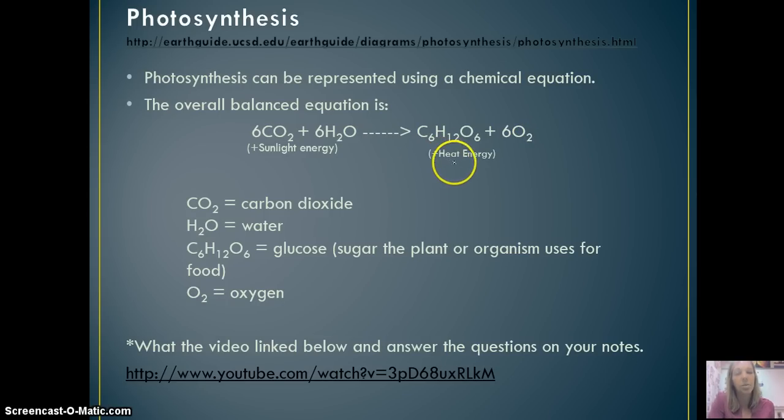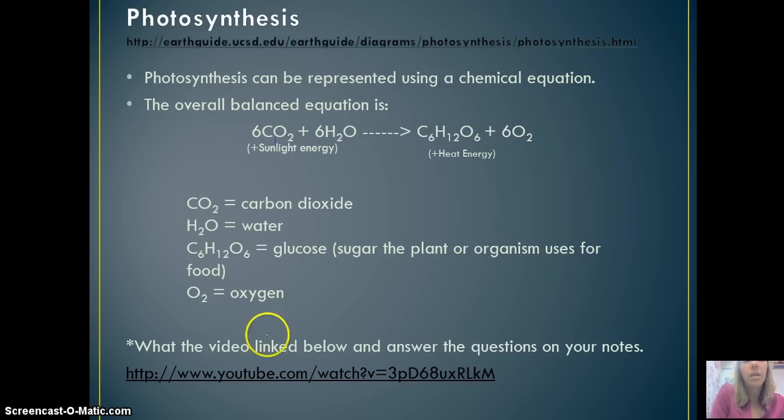And then it also releases heat energy, so energy from heat. So I think this is kind of cool, and this is getting a little bit into high school chemistry, but I think it's important that you understand this. Whenever you're looking at a chemical equation, if there's no number behind an element, it is considered to be 1.